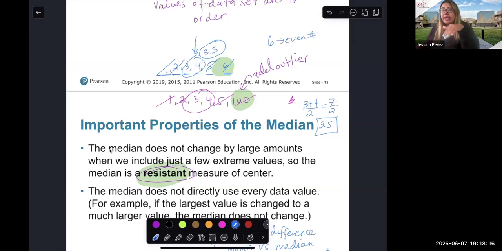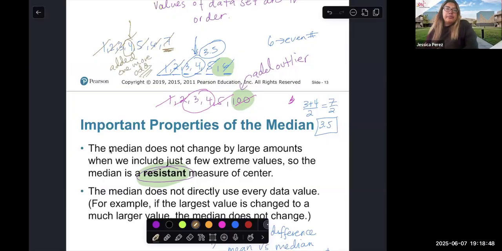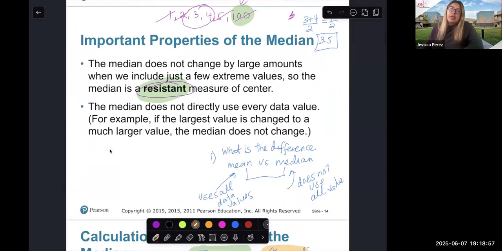Now, if it was odd, then things changed. If we do 1, 2, 3, 4, 5, 6, 7, now the actual middle number would be 4, because we cancel, cancel, cancel, cancel, cancel, cancel. 4 is our median. So it changed from 3.5 to 4 because we added the 7. When we added one more number and made it odd, our median changed. It was now the middle number, versus having to add and divide by 2.